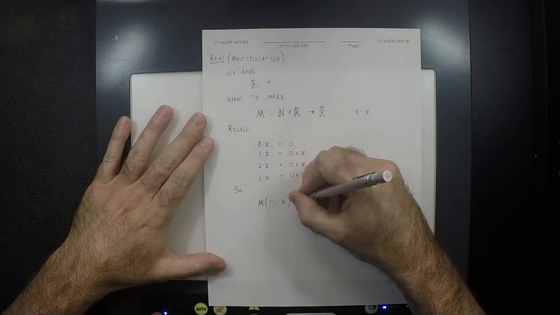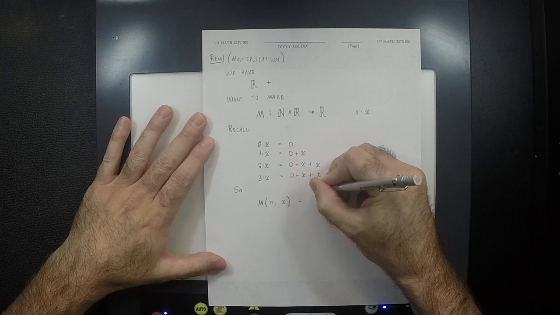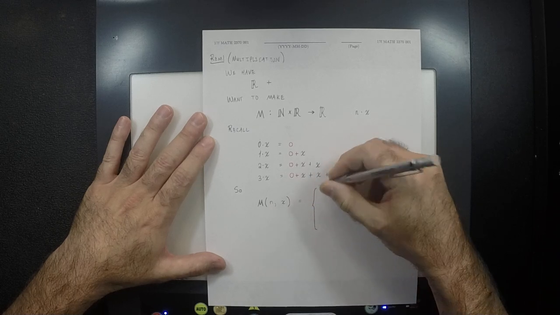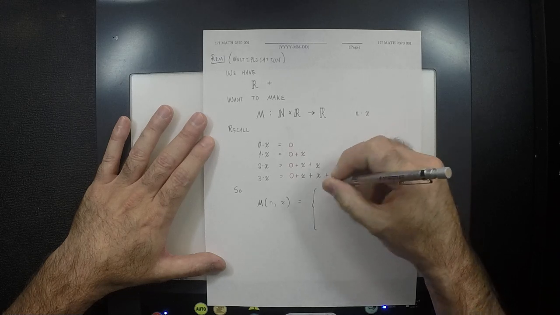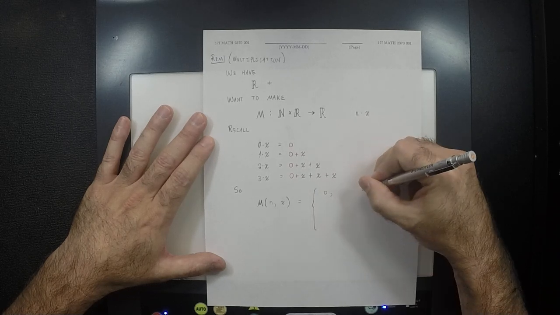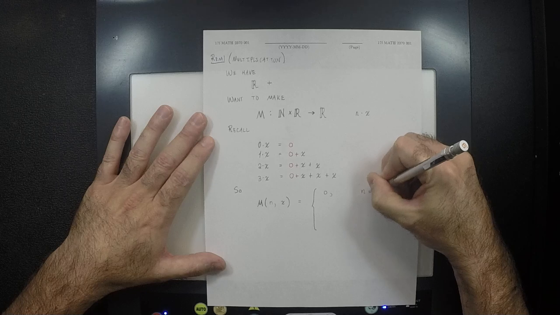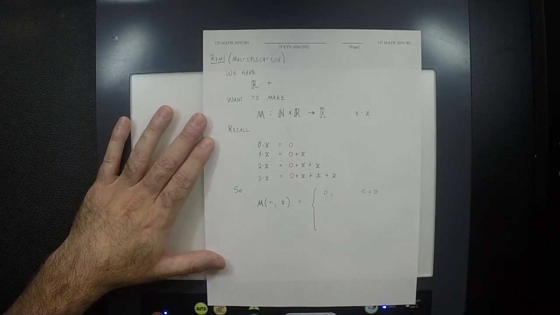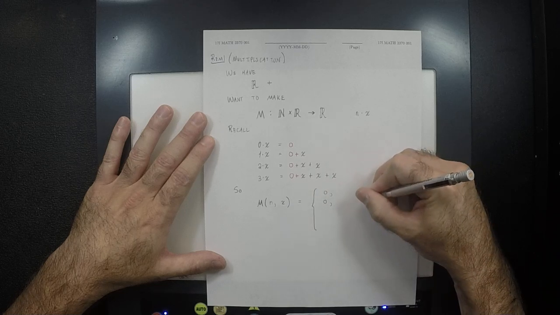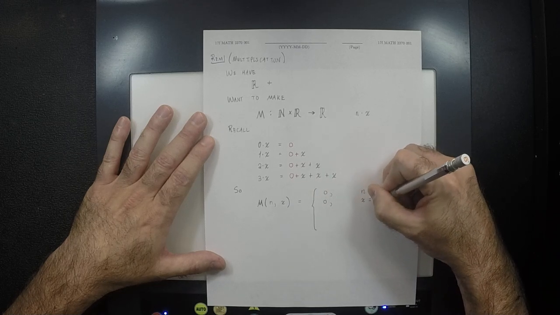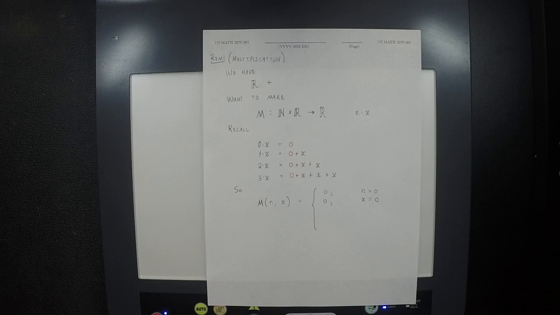Okay. So in the case that n is 0, the answer is 0. And I'll go ahead and throw out the other one, right? It is also the case that the answer is 0 in the case that x is 0. So if either one of them is 0, the answer is 0. Okay? So those are out now.